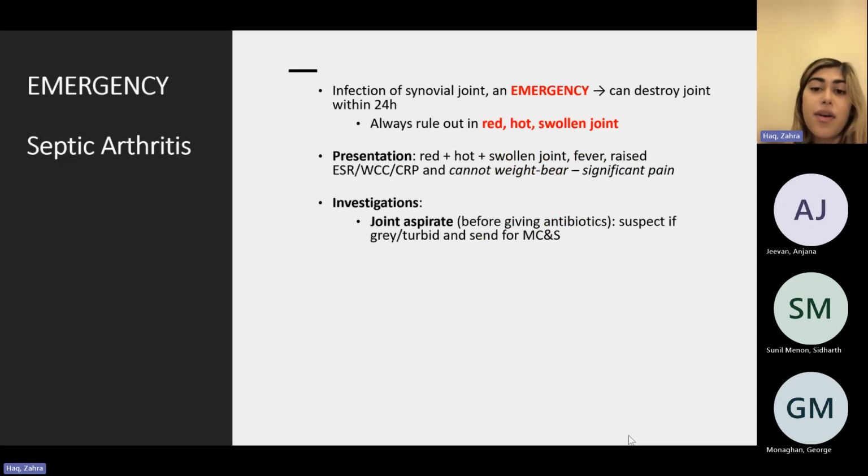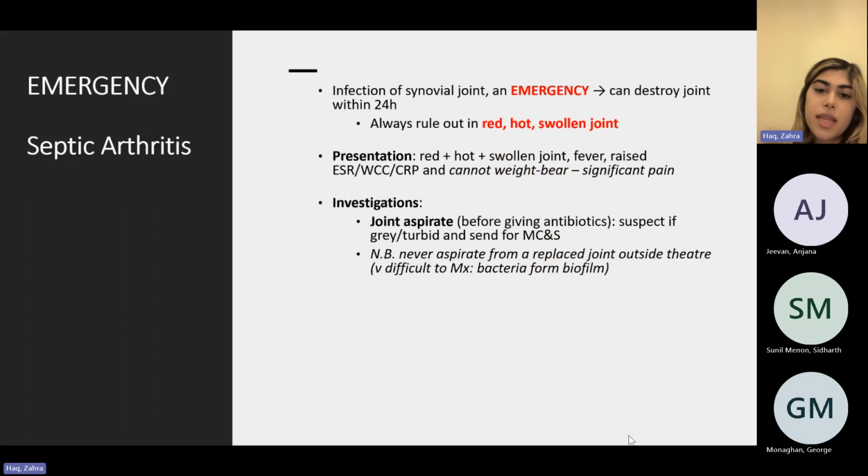And this is very important, it is done before antibiotics, because if you do give antibiotics and then you aspirate the joint, it could kill some of the organisms causing the arthritis and mess up our results. You will need to send that aspirate for MC&S formally to get a diagnosis. However, you can probably tell it is an infective joint if the aspirate is grey or turbid.